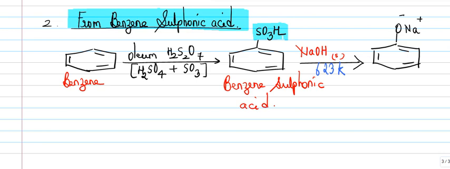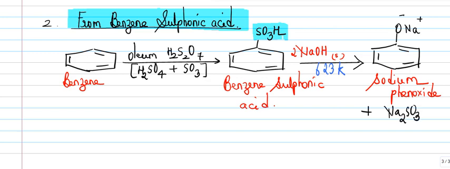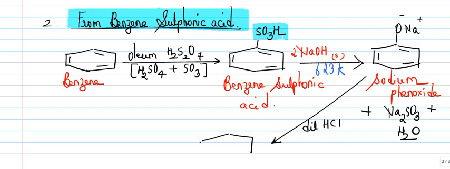This is sodium phenoxide, and here about 2 molecules of NaOH are used up, and so the other product that you get is Na2SO3, and you also have 1 mole of water separated. This sodium phenoxide which you get is acidified with dilute HCl, our standard reaction, and it would give us phenol. So this is again one more way of producing phenol.